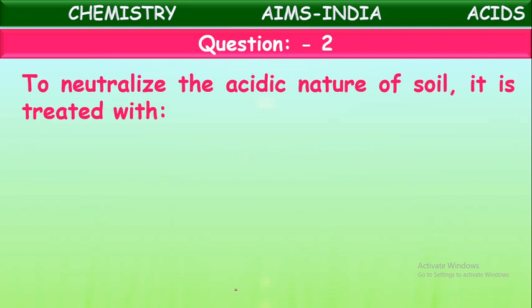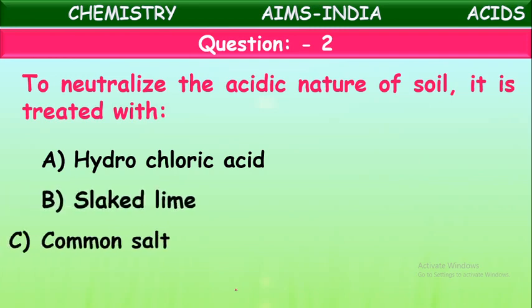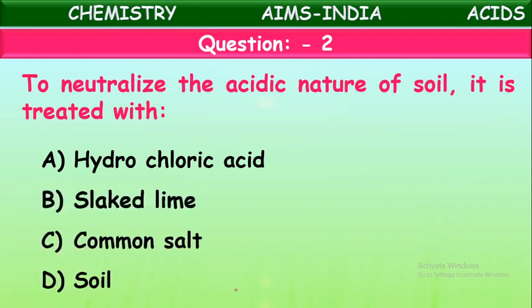To neutralize the acidic nature of soil, it is treated with: Yes, while explaining about applications of these neutralization reactions in daily life, we talked about neutralizing the nature of the soil. If the soil is acidic, then to neutralize this acidic nature, it is treated with either hydrochloric acid, slaked lime, common salt, or soil. With which is it treated?